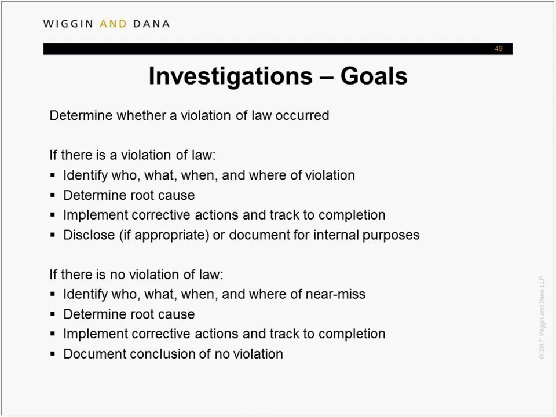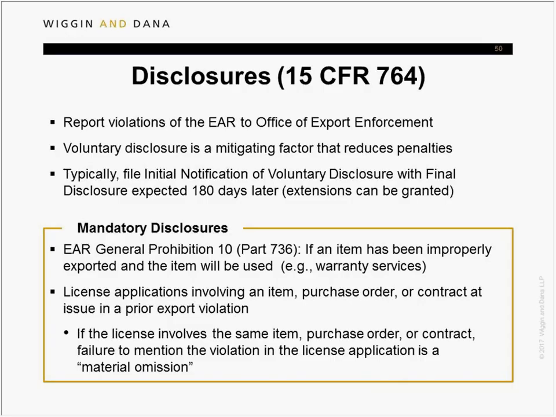And it may just decide to do an investigation and document what happened and fix it, but not disclose it to the government. Even if there's no violation of law, in order to avoid violations in future, it is important to go through the same process of figuring out what happened, why it happened, and fixing it. And a government does expect that a healthy compliance program will have those kinds of situations and will have memoranda documenting what it did to investigate.